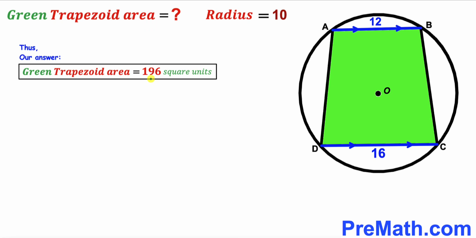So after all the calculations and manipulations, the green shaded trapezoid area turns out to be 196 square units. In other words, the area of this green shaded trapezoid is 196 square units, and that's our final answer.